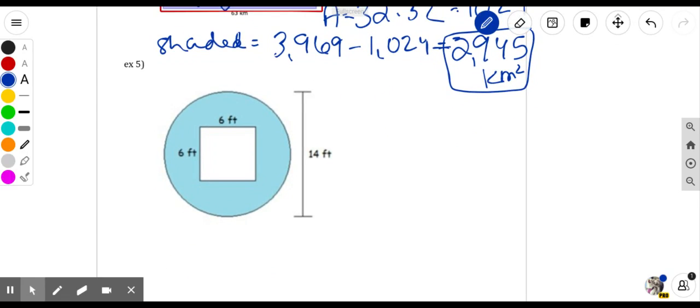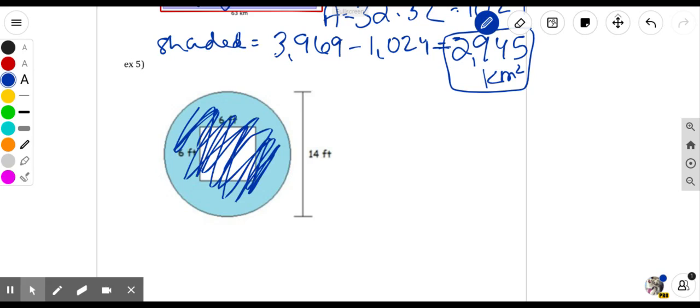Okay, the last example we're going to do for today is this one. This is a circle and a square. So first the circle, again, the entire shape. So we're going to do the whole circle, pretending like the whole thing is shaded in. So that's going to be area of a circle is pi r squared, which we just learned.